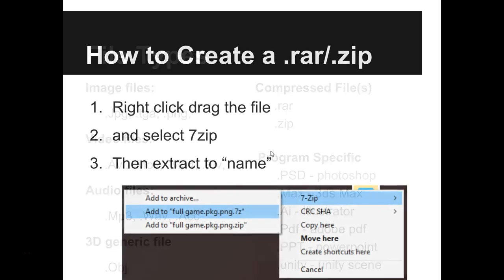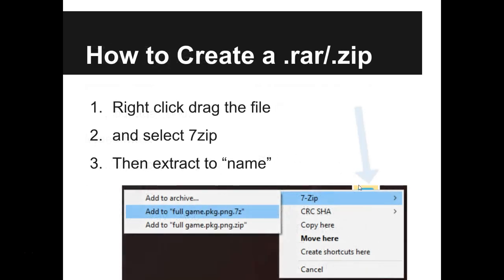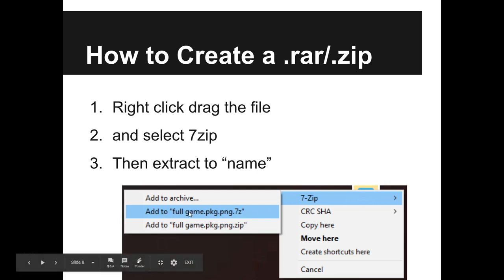To create a RAR, this is how you would do it. Basically, you have an icon here, or whatever the program, the files on the desktop. You select them all, right-click, drag the file, and select 7-zip, like you would here, and then you go over and say extract to or add to whatever the name of your file is, and it'll have a 7-zip or a .zip to it.